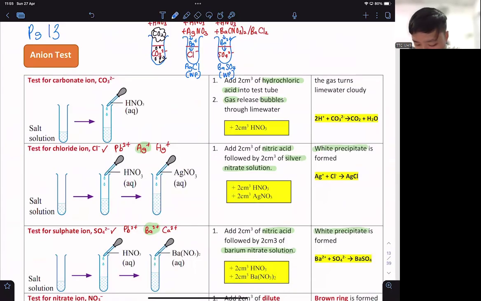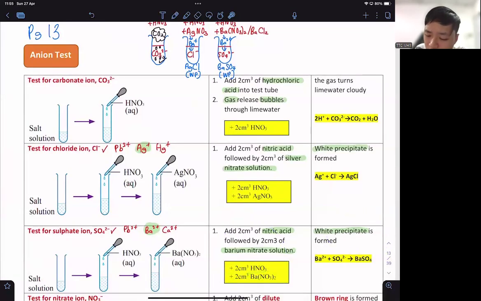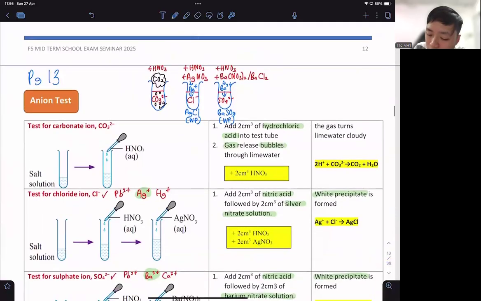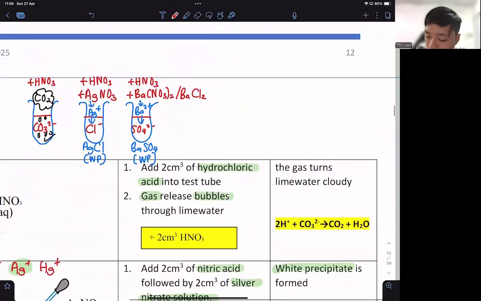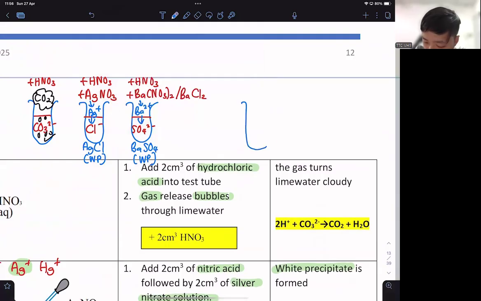So let me show you this. In the exam the procedure is something else. The nitrate ion test is the most difficult, a bit special. In order to test nitrate ion, you have to add 3 things: number 1, number 2, number 3.